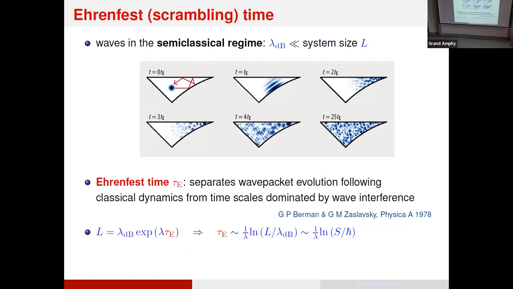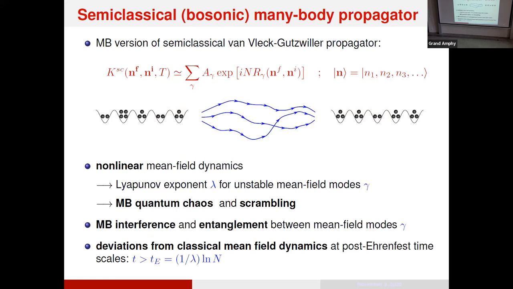There's a question here. Well, not completely, because the mean field limit gets better and better the larger the particle number. In this case we have a value for the Bose-Hubbard, there's a well-defined mean field regime.